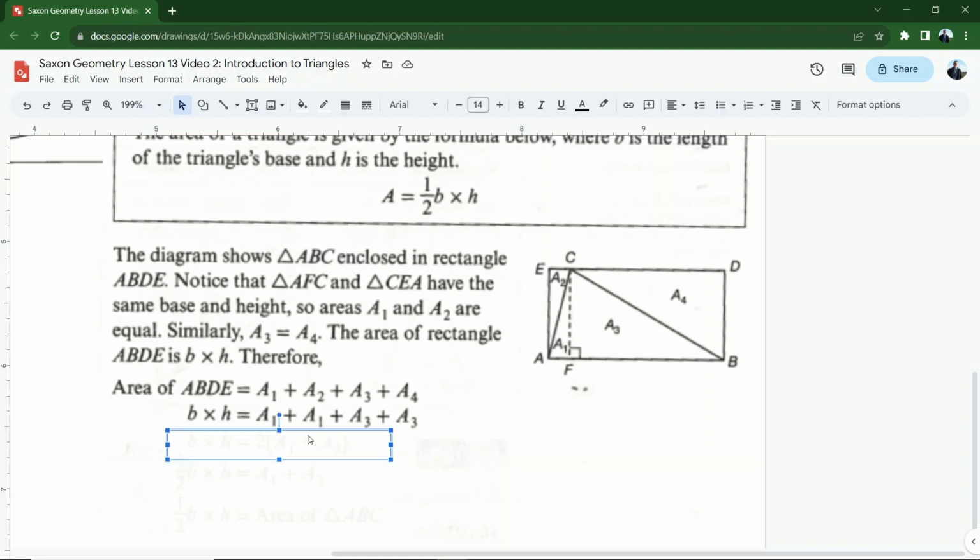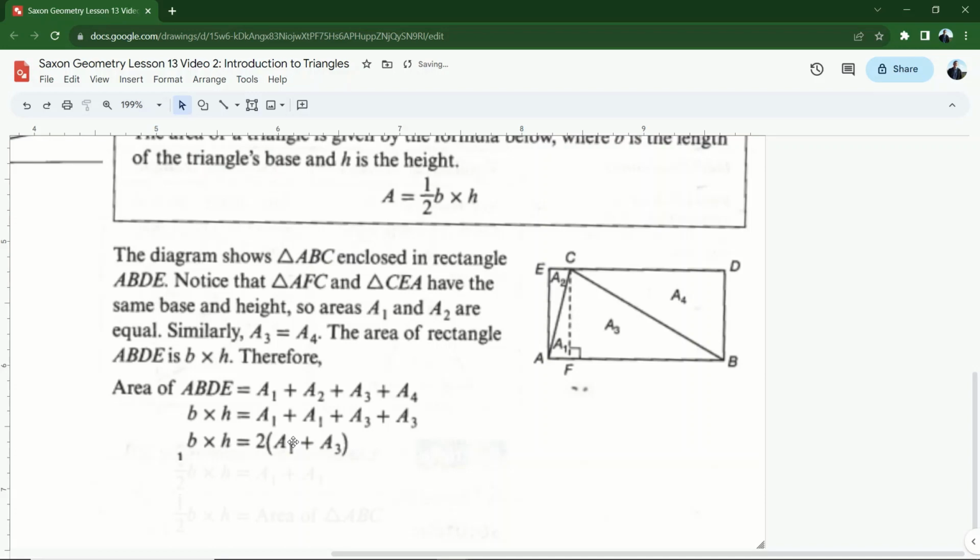All right, now, we said that A2 is equal to A1, and A3 is equal to A4, right? These interior areas are the same. So I'm going to replace all my A2s with A1s because they're equal. I'm going to replace my A4 with A3. Base times height equals 2 times area 1 plus 2 times area 3. And then I'm just going to factor out that 2. Base times height equals 2 times area 1 plus area 3. Because area 1 and area 2 are equal, so I don't have to include area 2. Area 3 and area 4 are equal.